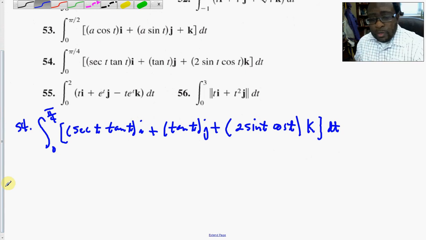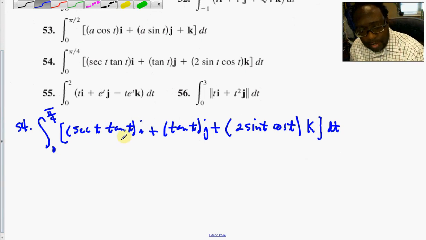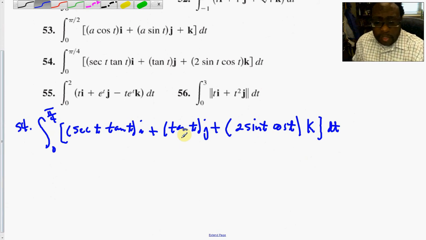All right. So we integrate secant t tangent t. That just gives us directly secant. We know that the derivative of secant is secant tangent, so the integral of secant tangent is secant. The integral of tangent is negative natural log of cosine t, because tangent is understood to be sine over cosine. So if you integrate, we use a u du substitution, let u equal to cosine, du is negative sine. So we get a natural log there. And then for the 2 sine t cosine t, we use a u du substitution over here.